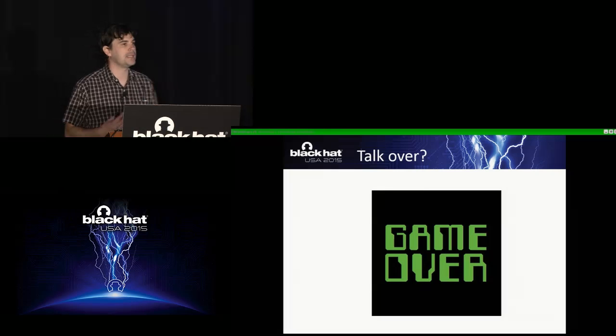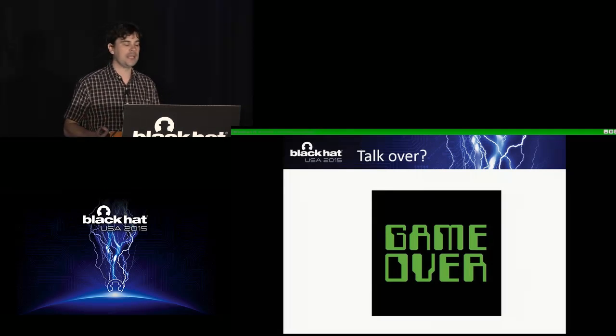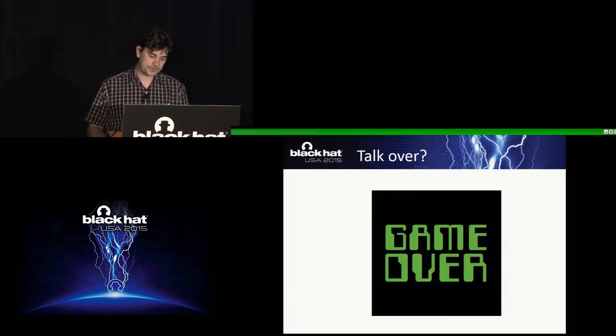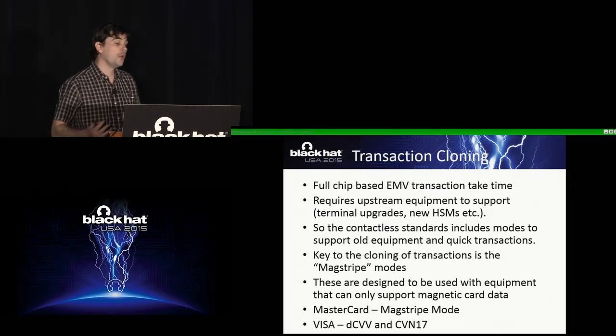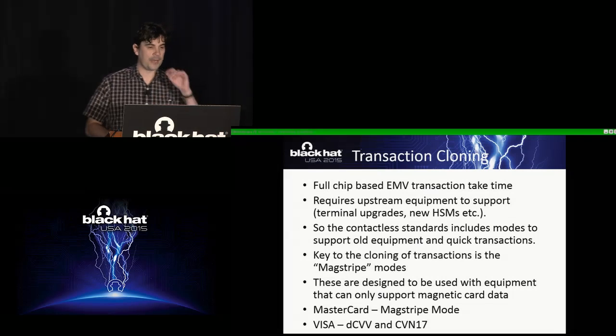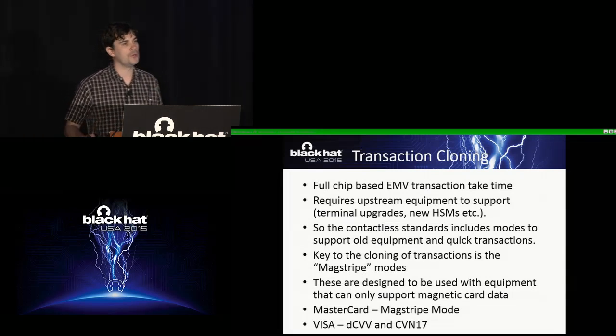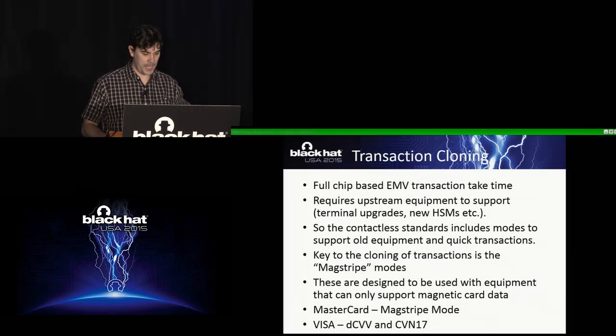The way the standard's written, when you go through the process, it seems fairly well put together in terms of the cryptography and the operations used. But then I found a paper by Michael Rowland and a talk which discussed transaction cloning, and more specifically how you can store and replay transactions from cards, especially contactless cards.